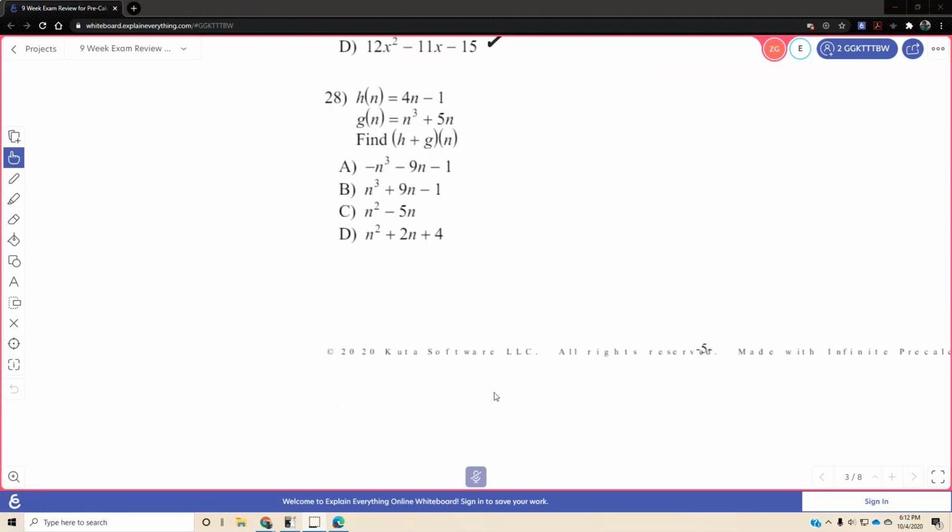28, we have h plus g of n. So it's 4n minus 1 plus n cubed plus 5n. So you want to go ahead and start with the highest exponent. So you have n cubed plus 4n plus 5n gives you 9n minus 1. So your answer is B.